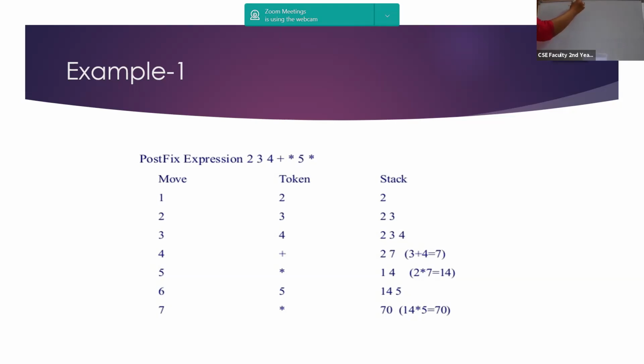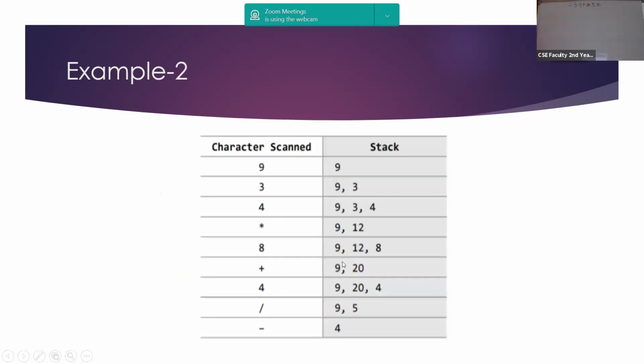It is 2 3 4 plus multiply 5 multiply. This is the postfix expression. You can see how it is postfix because the operators are after the operands. So it is clearly a postfix or reverse Polish notation. Now what you have to do is you can do it using a stack. It is better you do it this way.